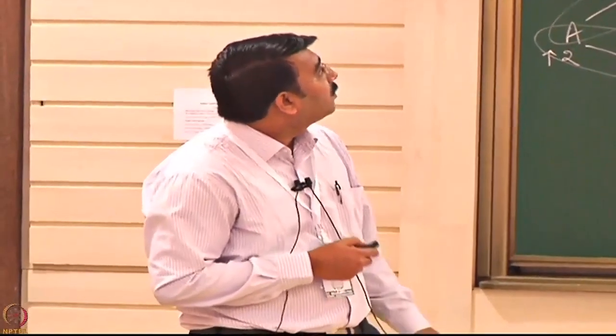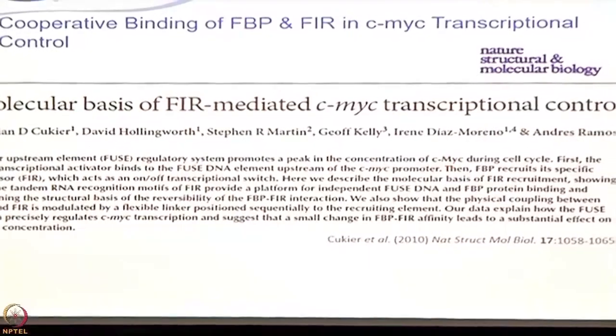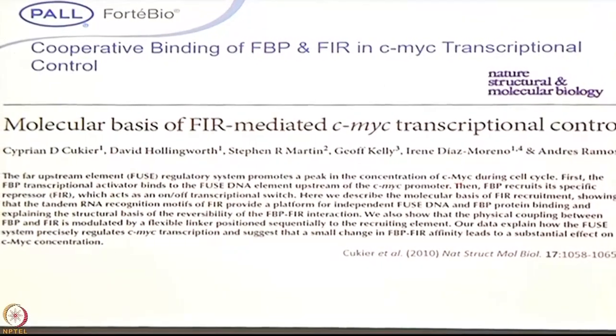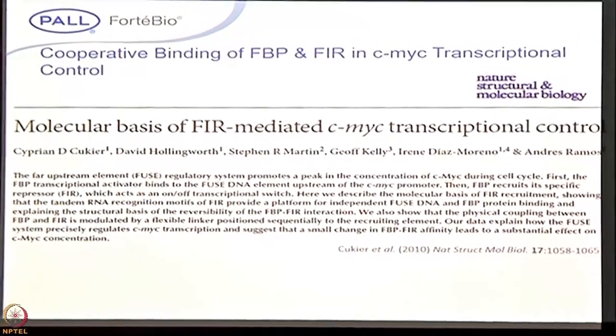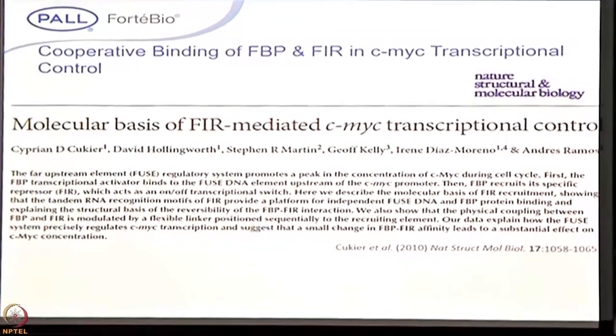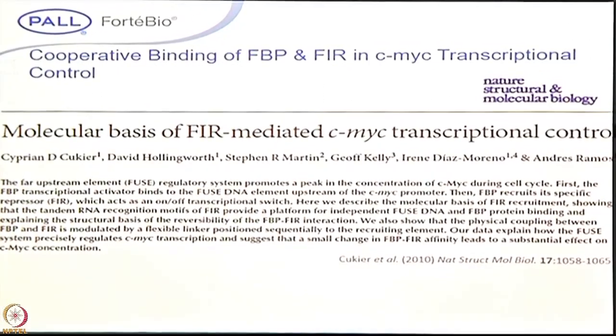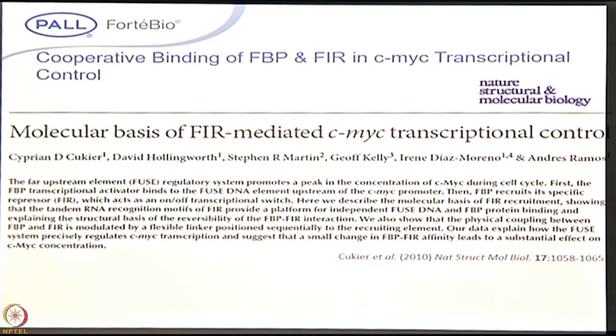This is one example where the FUSE system is important in cell differentiation. c-Myc is the important regulatory gene. So the expression of this particular gene is higher in cell differentiation. So how does this regulation happen? The author concluded using this that there is a protein called FBP, and the presence of this FIR only interacts with the FBP protein.